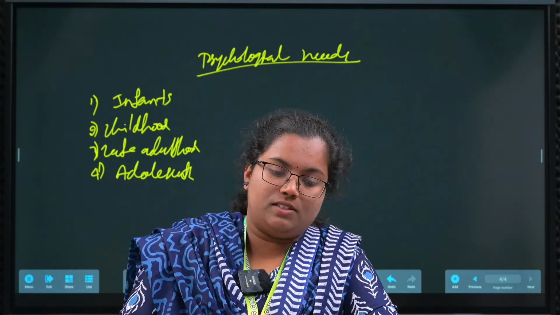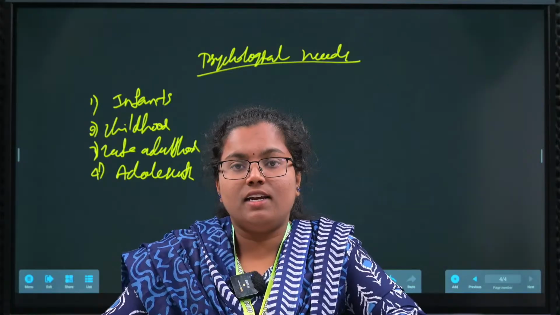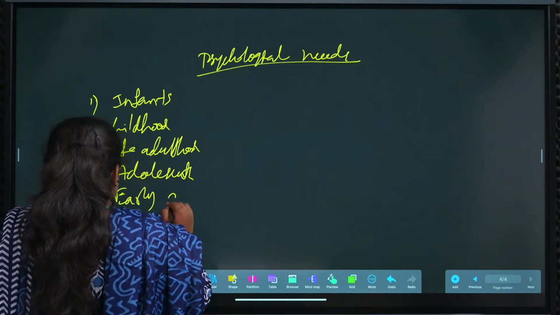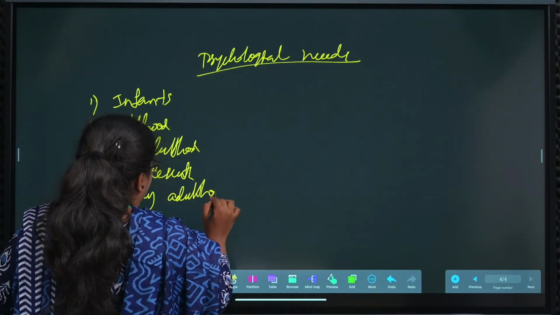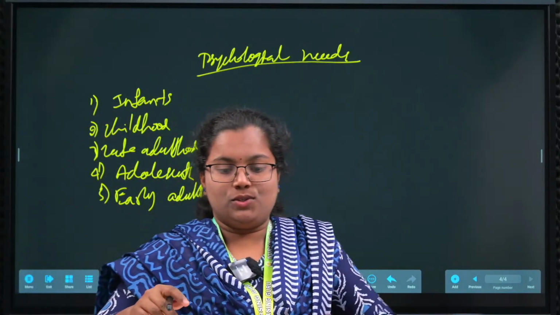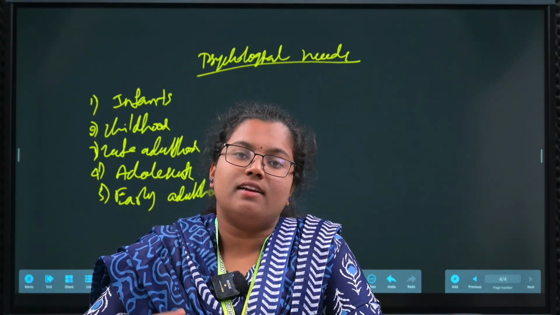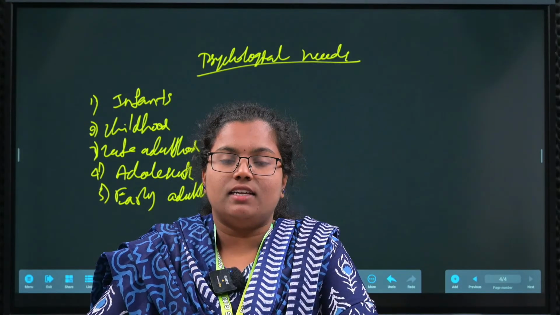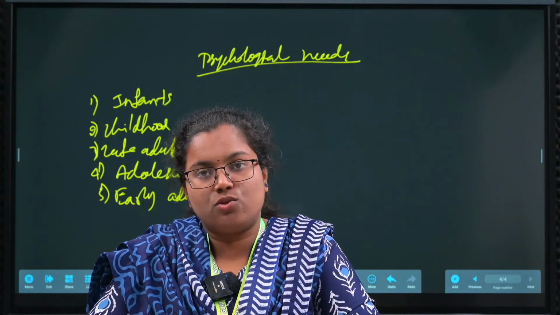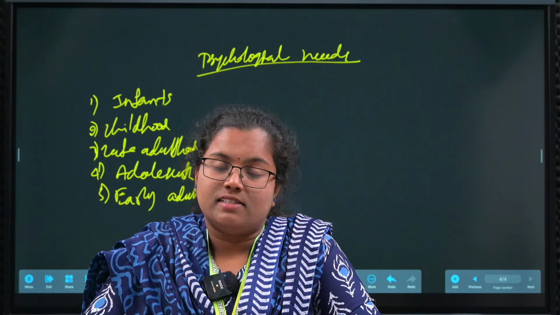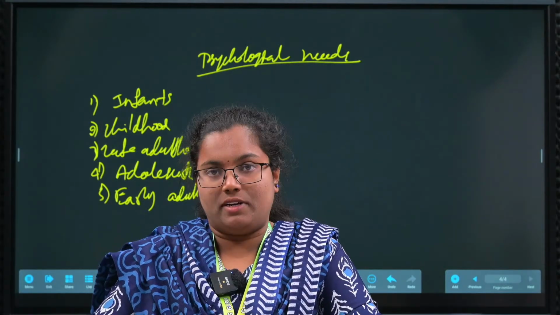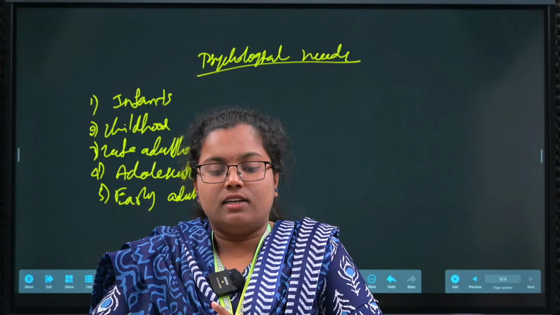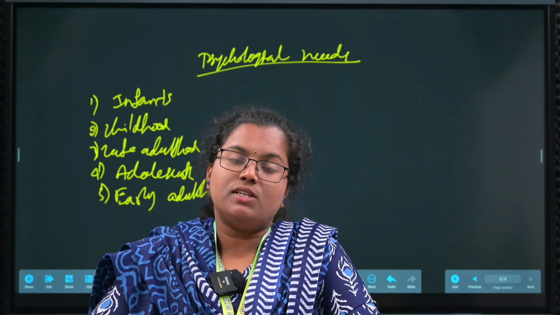And next group is early adulthood. So in early adulthood, what are their psychological needs? They need a balance of intimacy, independence, satisfied life, and commitment. This is about the psychological needs of early adulthood, and also they need independence. So what's the role of the nurse here?